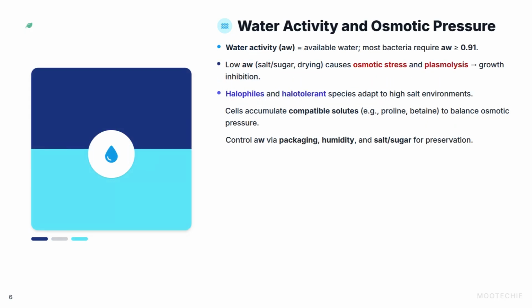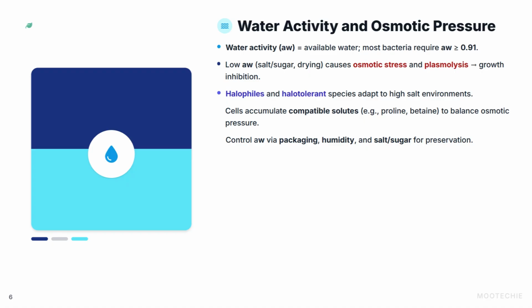Water activity and osmotic pressure. Water activity, abbreviated AW, measures the amount of available water in an environment. Most bacteria require a water activity of at least 0.91 to grow. When AW is low, due to high salt or sugar content or drying, it causes osmotic stress and plasmolysis, where water leaves the cell, leading to growth inhibition. That's why salting, sugaring, or drying foods are effective preservation methods. They essentially suck the water out of microbial cells.